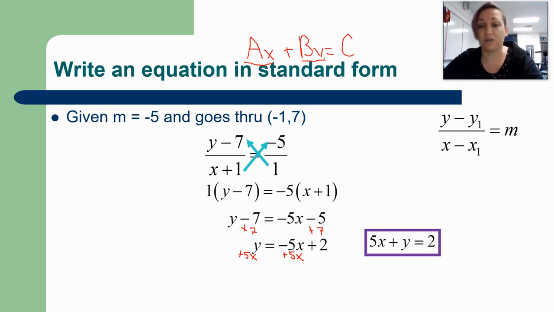The last thing we have to check for is that the first number is positive. Since I was able to add the 5x to the other side, I was able to get a positive 5 in front of the x. And so I feel pretty confident that this is the right answer. Let's try one more together before you start tonight's homework.